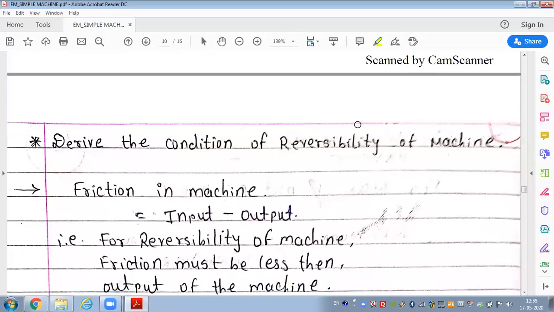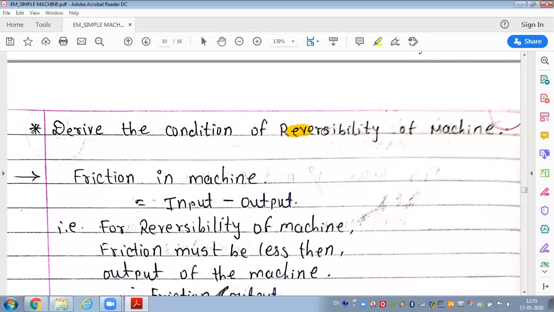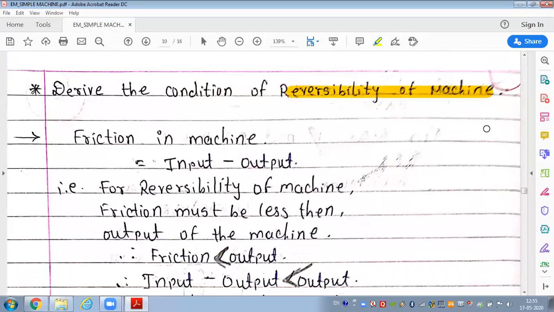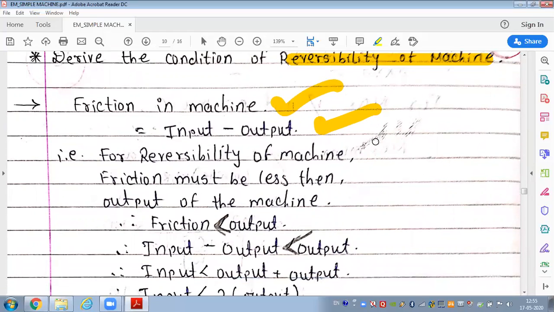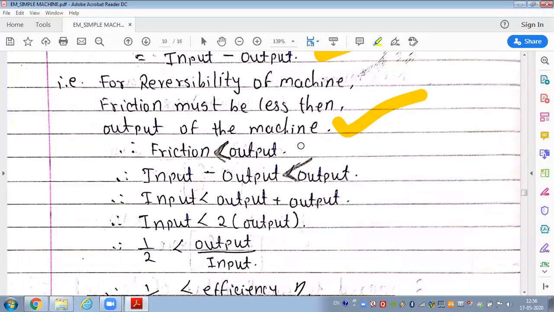The next one is to derive the equation of reversibility of the machine. You know very well the two key points: the efficiency is more than or equal to 50%, and the efficiency is less than 50%. Friction in the machine is given by input minus output. So it is nothing but loss. For reversibility of the machine, the friction must be less than the output of the machine. It is the given condition. So the friction is less than output. What is friction? Input minus output, less than output.